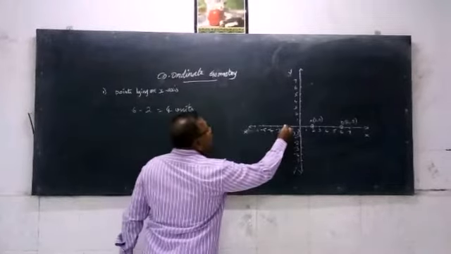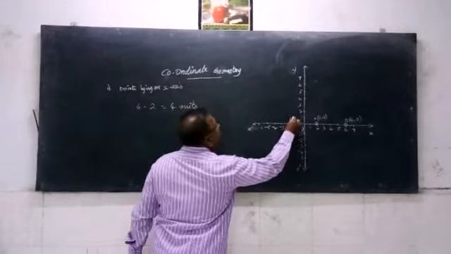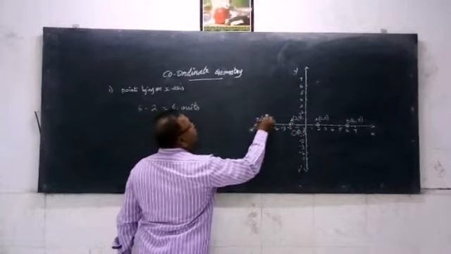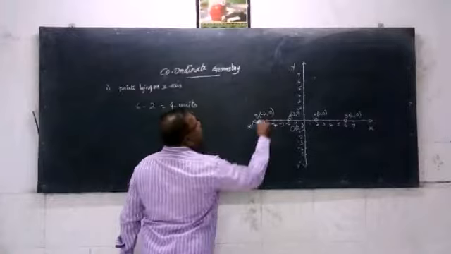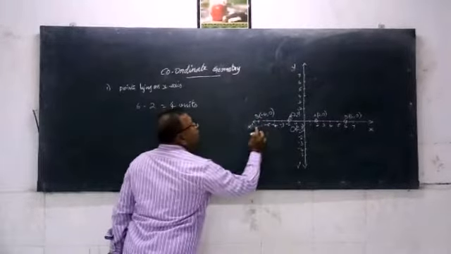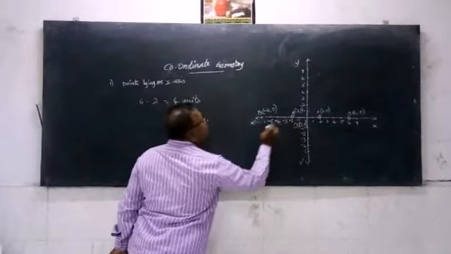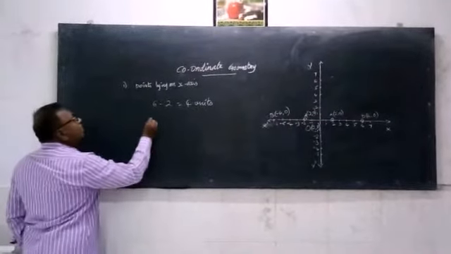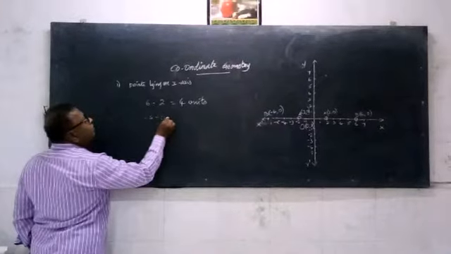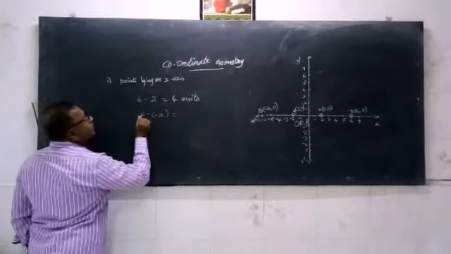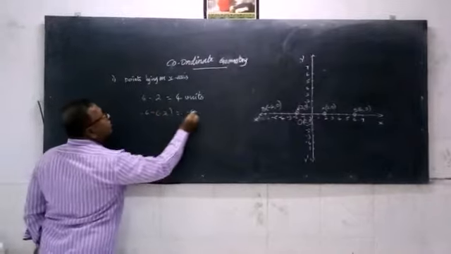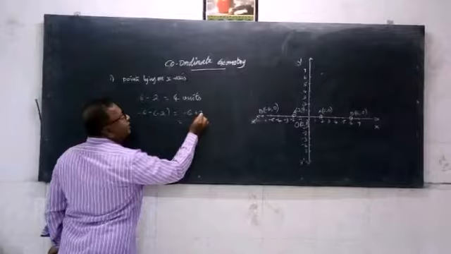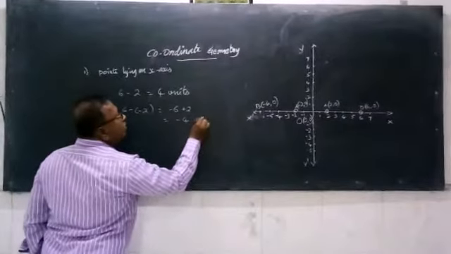For example, let us imagine this is the point A whose coordinates are minus 2, 0. And here this is the point B whose coordinates are minus 6, 0. Again, from here to here it is x2 and from here to here it is x1. So here to here it is minus 6 and here to here it is minus 2. So minus 6 minus of minus 2. Minus into minus is plus. So here minus 6 plus 2, it is minus 4 units.